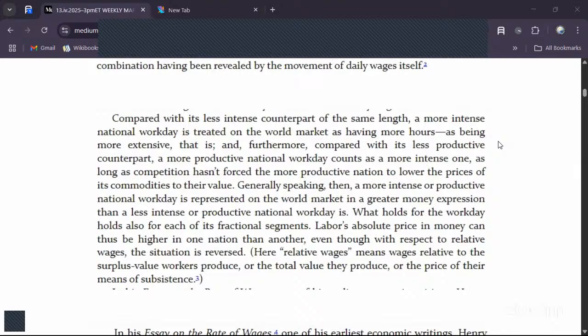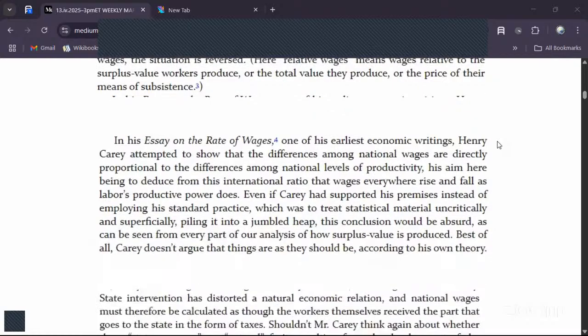Labor's absolute price in money can thus be higher in one nation than another, even though with respect to relative wages the situation is reversed. Here, relative wages means wages relative to the surplus value workers produce, or the total value they produce, or the price of their means of subsistence. In his essay on the rate of wages, one of his earliest economic writings, Henry Carey attempted to show that the differences among national wages are directly proportional to the differences among national levels of productivity, his aim here being to deduce from this international ratio that wages everywhere rise and fall as labor's productive power does.